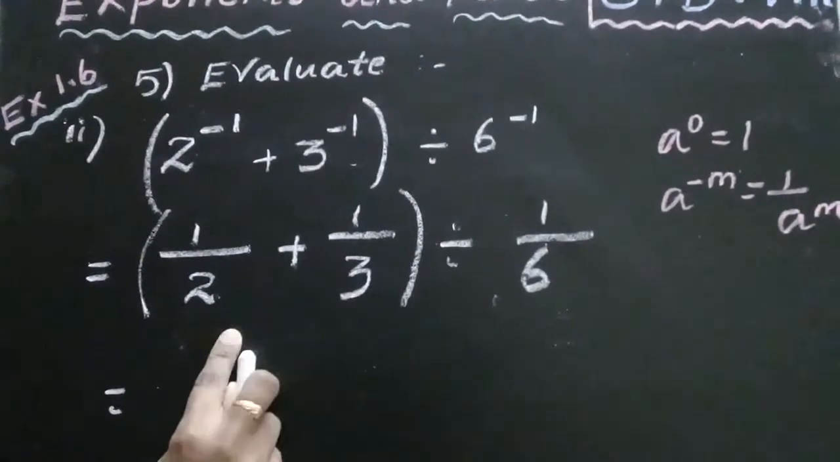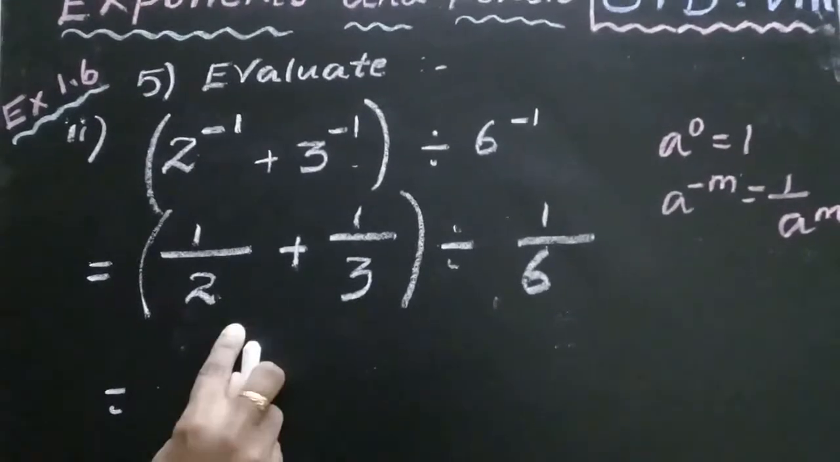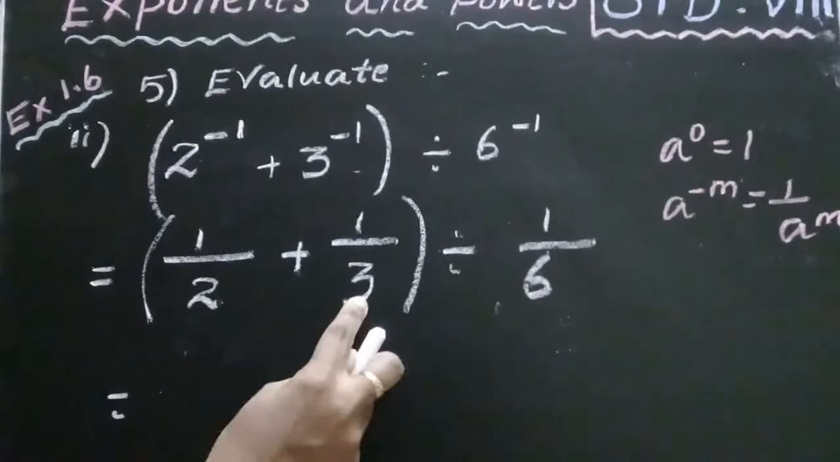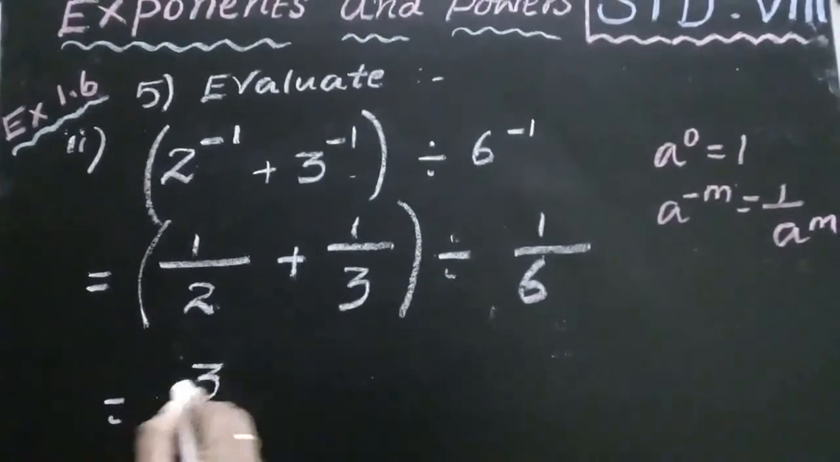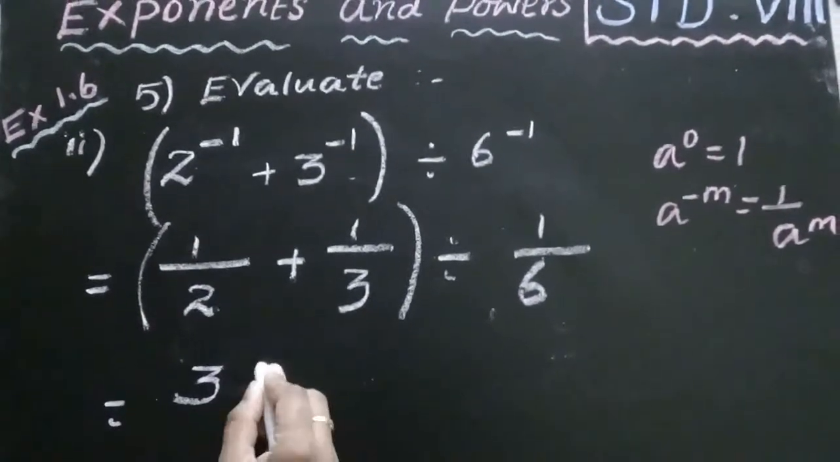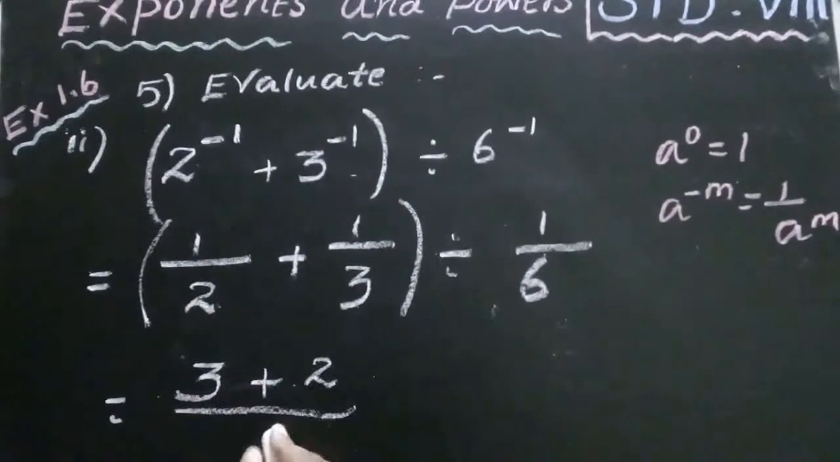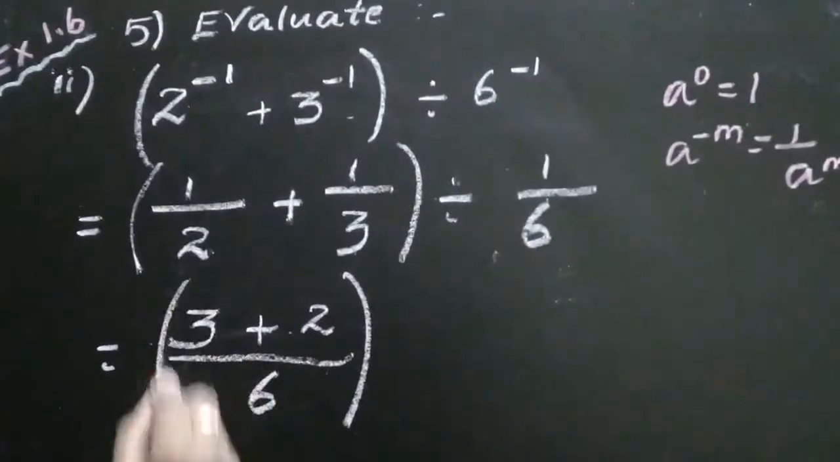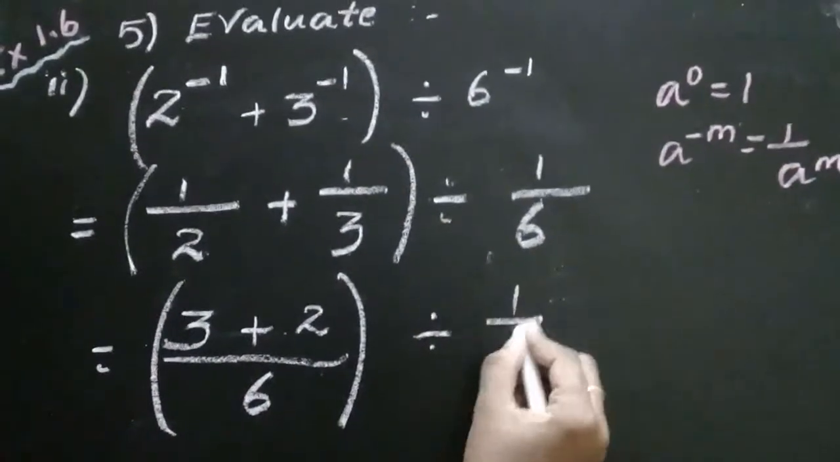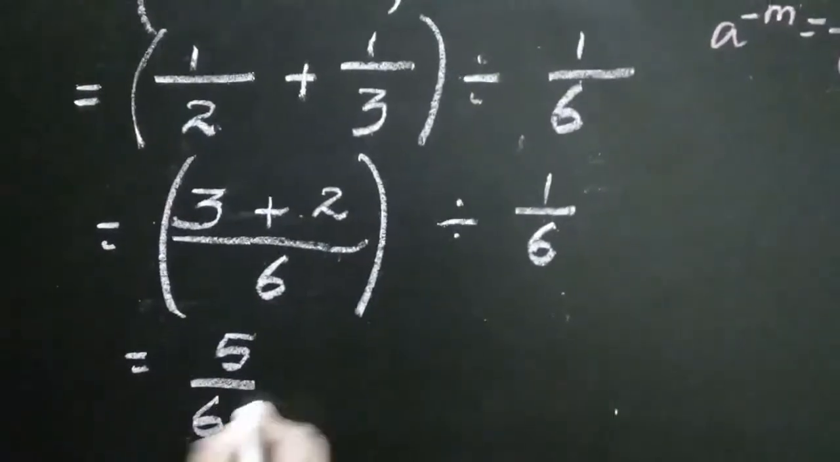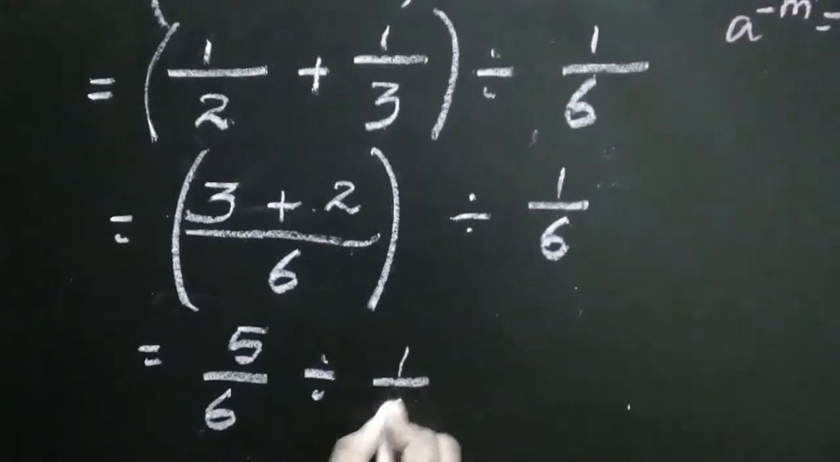This is the rational number addition only. So here the denominator is different, so we have to arrange the same denominator. So 3 ones are 3, plus 2 ones are 2, divided by 3 twos are 6, divided by 1 by 6. So 3 plus 2 is 5, 5 by 6 divided by 1 by 6.